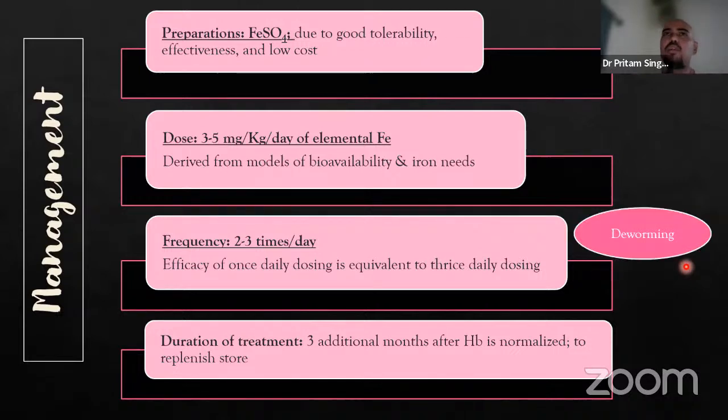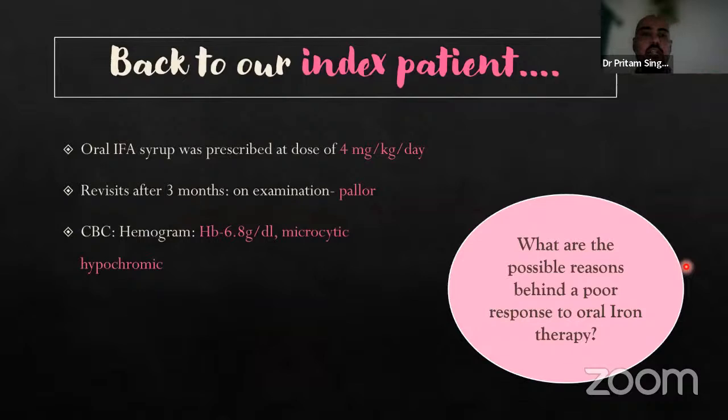So you should always remember to do deworming without going for any test for stool workup, etc. In a child with iron deficiency anemia, there is no harm giving a dose of albendazole to empirically treat intestinal parasitosis. So let's come back to our index patient who had hemoglobin of 6.4 and has started oral iron.